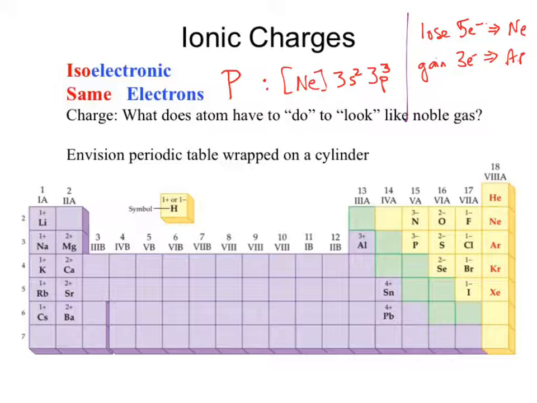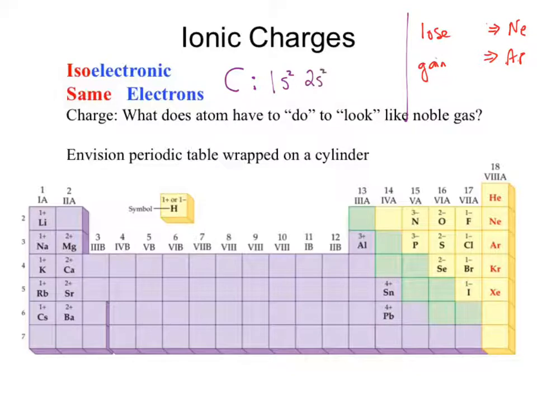You'll notice that there was a column missing. Let's take a look at carbon's electron configuration. I'm going to drastically simplify our configurations here. So carbon. Configuration is 1s2, 2s2, 2p2.